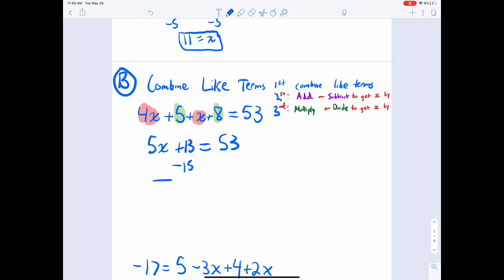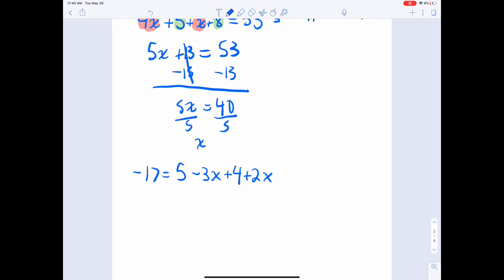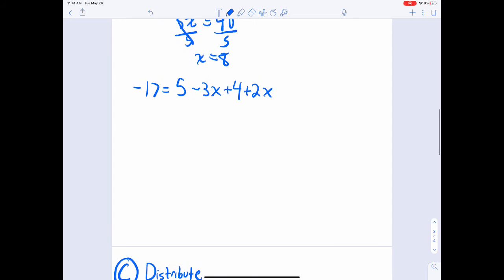You'll subtract 13 from both sides. Those will cancel. You'll be left with 40 equals 5x. You'll divide by 5 on both sides, and you've got x equals 8. All right, now try this one, the whole thing here with combining like terms. Pause the video and give this a shot.